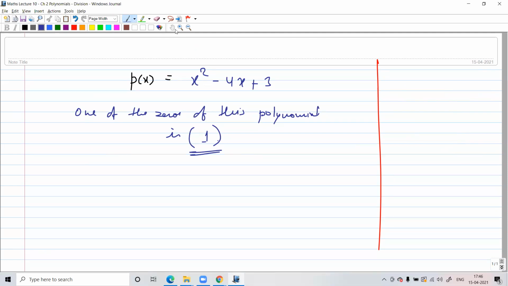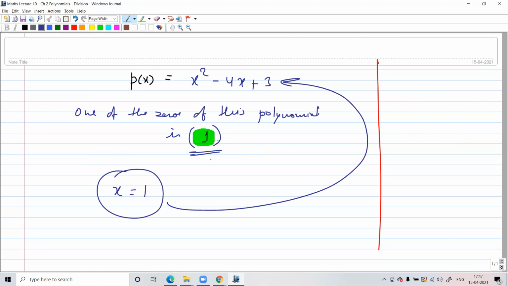Whenever you know one of the zeros, what you can do is, if one of the zeros is 1, it means when you put x equal to 1, this will make the polynomial 0, right? So when you make this into a polynomial, you move this 1 to the left hand side. This will become x minus 1 equal to 0, right? Tell me if you are able to understand this.